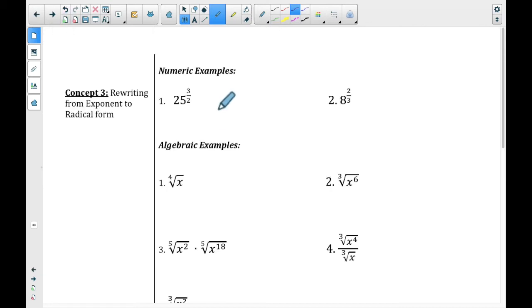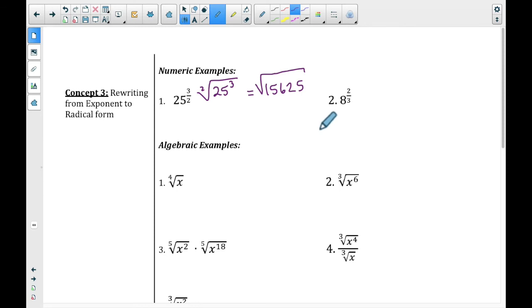So let's use what we just did a second ago. There's actually 2 ways to simplify this. Remember, the top number is the power and the bottom number is the root. So this is 25 to the 3/2 power. Okay, how do you do that? Well, you could take the square root of 25 to the 3rd. Holy cow, what's 25 to the 3rd? It's a really big number. I don't even know what it is. It's 15,625. And we need to take the square root of that.